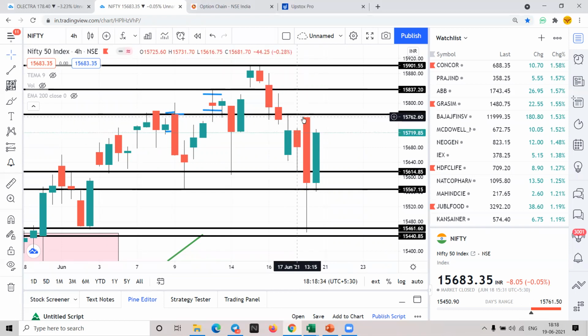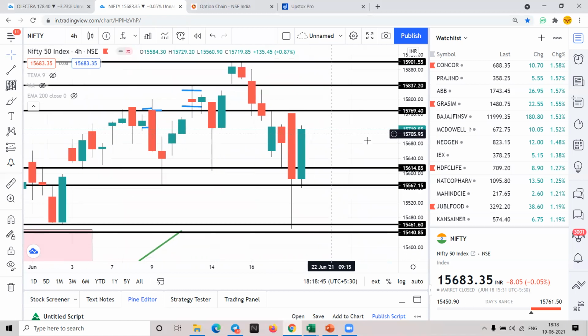So if Nifty is crossing this 15,770, that is a signal that buyers are trying to come back and they'll take the price upward. That would be a very good signal. All right.